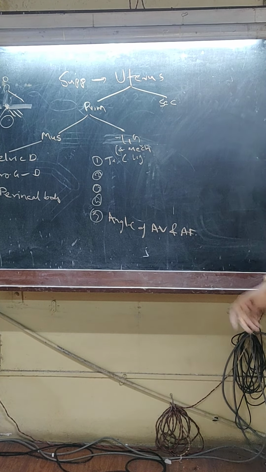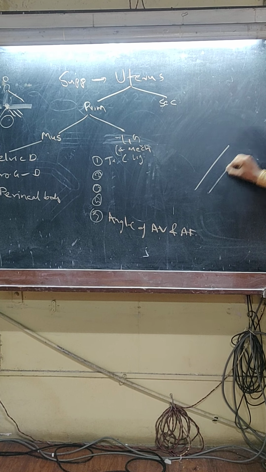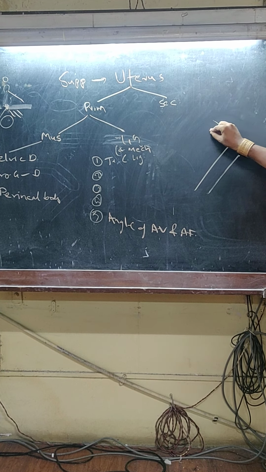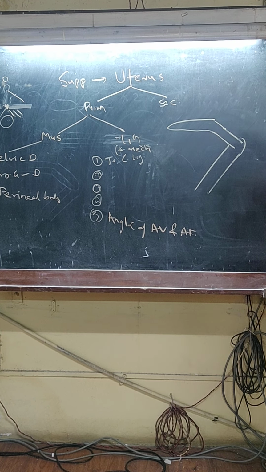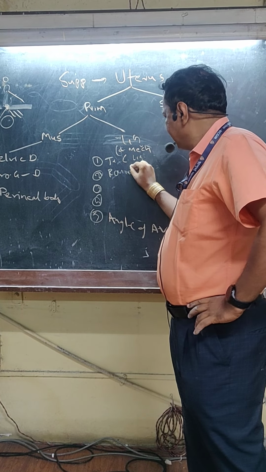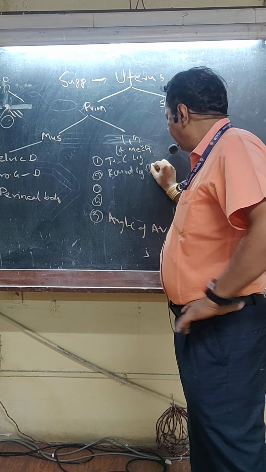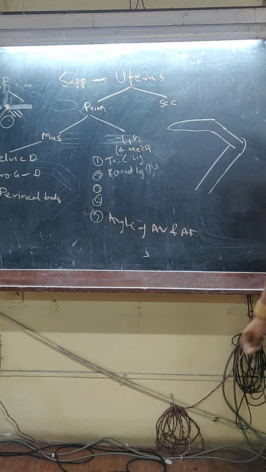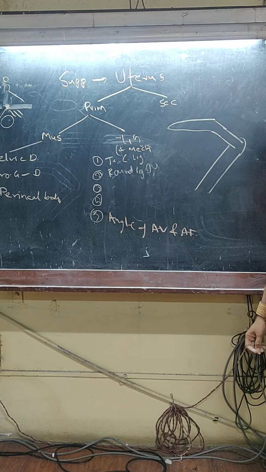Now, vagina, cervix, uterus. The next support is the round ligament of uterus. Round ligament of uterus. Okay?